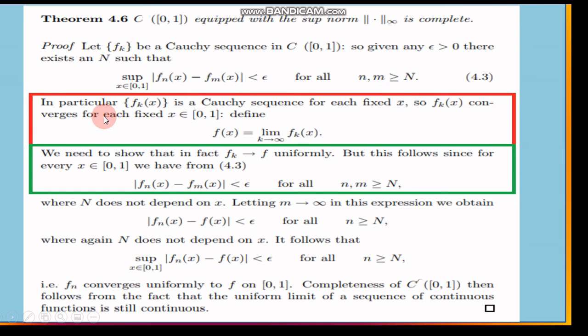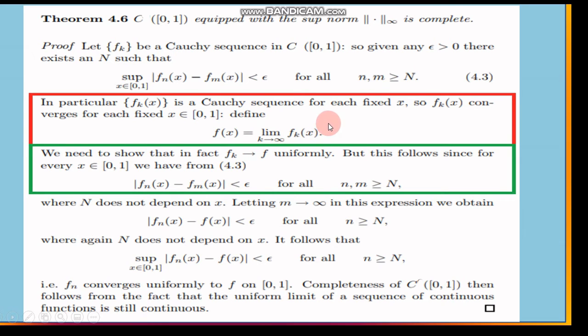Clearly that converges for each fixed x belonging to the closed interval [0, 1]. How? Each f_k(x) is a Cauchy sequence, since each f_k is a continuous function. So it is on R, right? Clearly it converges. Therefore let's suppose f(x) is equal to the limit as k tends to infinity of f_k(x).